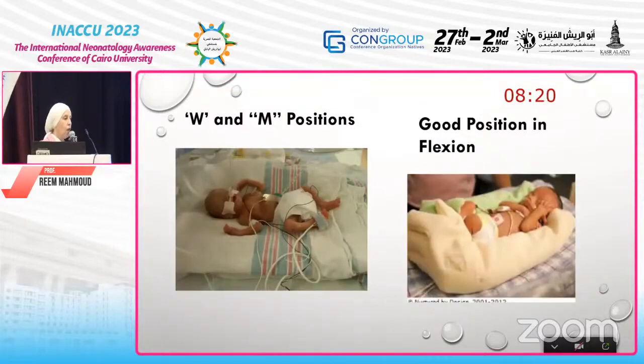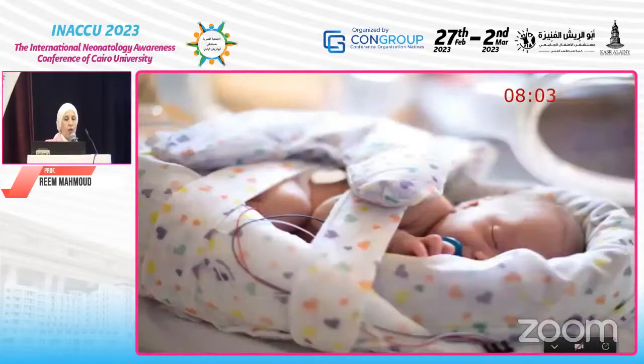the arms are abducted and externally rotated. The brain perceives this position as the baseline position, and this may lead to neuromuscular deformities. We should always keep him in the good position, flexed, midline, and contained with the hand near the mouth. This is a nice baby, nicely contained.